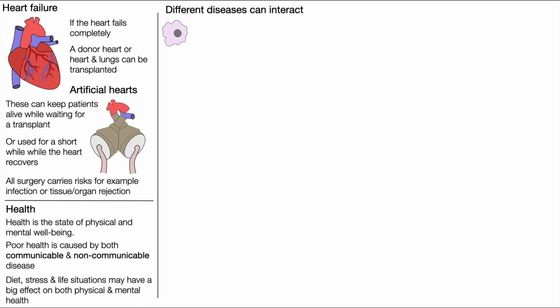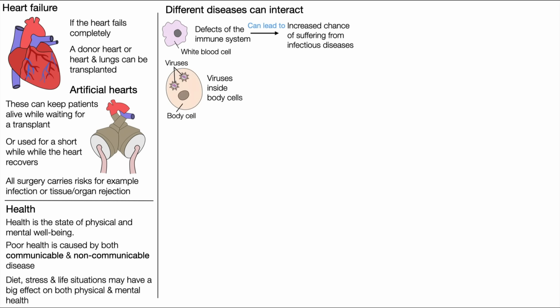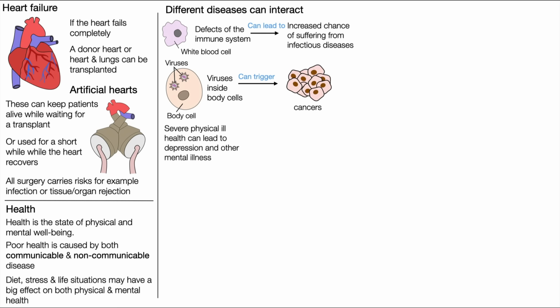Different diseases can interact. This is a white blood cell. If there is a defect in the immune system, where white blood cells do the job of protecting against pathogens, this can lead to an increase in the chance of suffering from infectious diseases. If the white blood cells are not working well, there's a higher chance that the body can suffer from infections. Viruses reproduce inside body cells, and they can sometimes trigger some sorts of cancers. Also, severe physical ill health can lead to depression and other mental illnesses, and in addition, immune reactions caused by a pathogen can sometimes trigger allergies, for example, skin rashes or asthma.